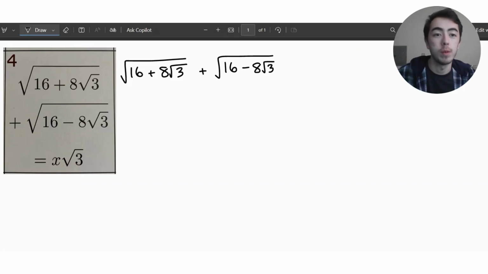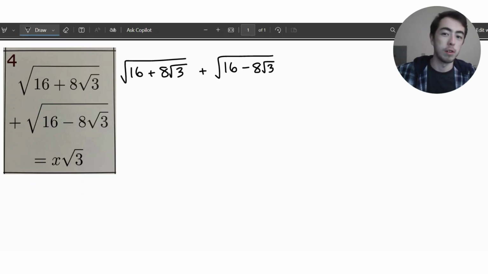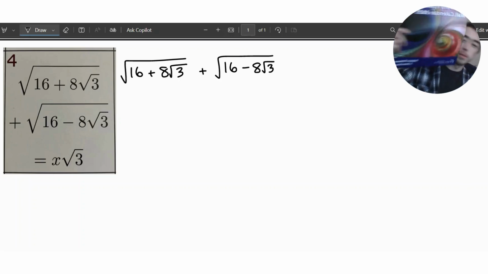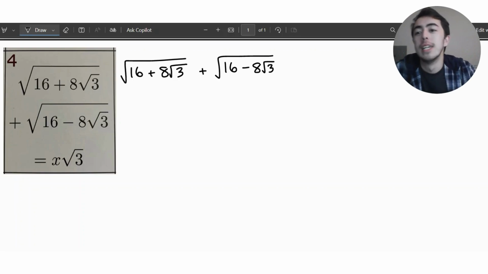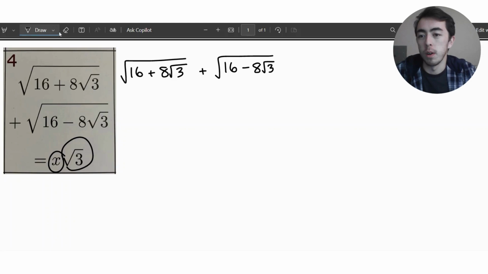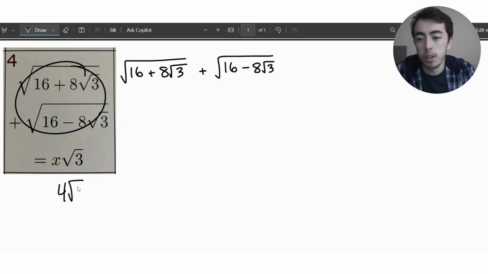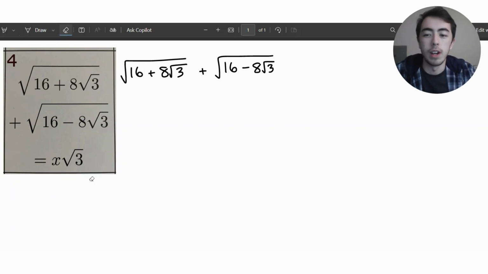Today is February 4th, and we're solving the 35th problem from this Daily Epsilon calendar. Okay, let's try it out. Looks like we have two of these irrational radical numbers, things with square roots on them, added together, and it's going to be something times the square root of 3. So ultimately my goal is to show that this is 4 root 3, though I'm not quite sure how to do it yet. I have an idea.